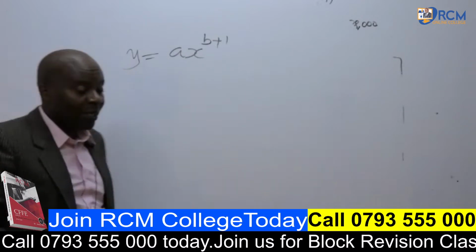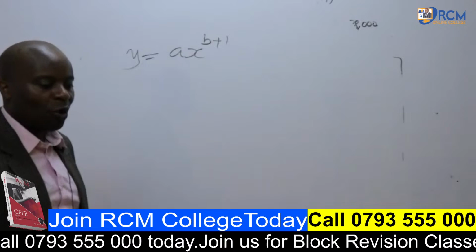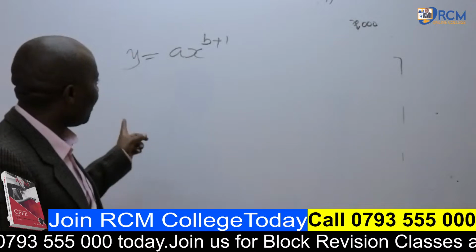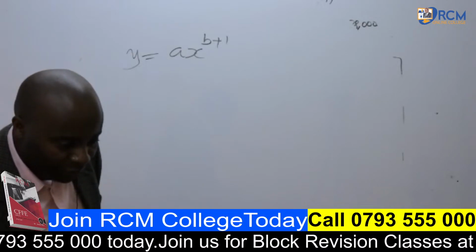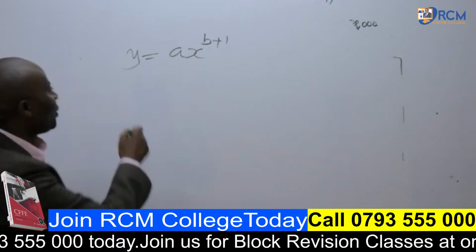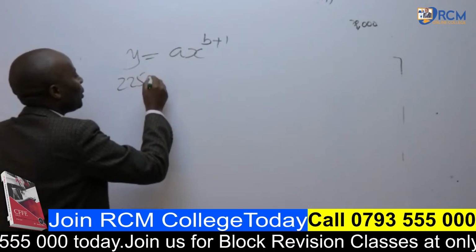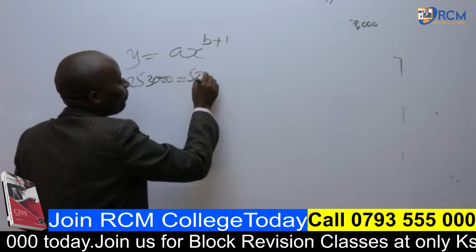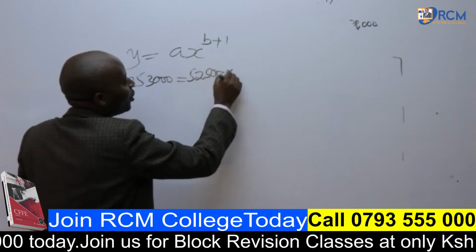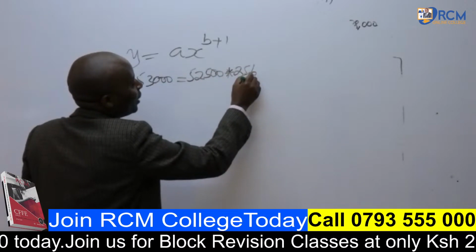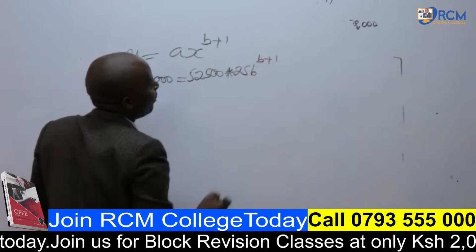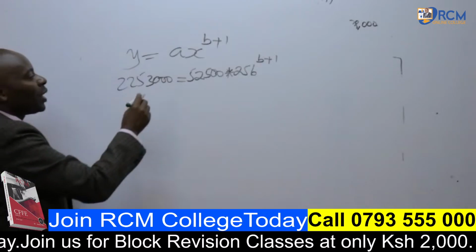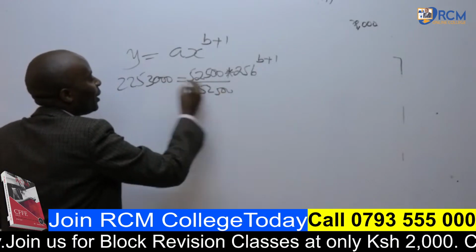Who is able to remind Mwalimu here that value for y, and to answer this student who has asked this question? Somebody give me this value of y. It is 2,253,000, which equals A that we happen to be having as 52,500. X, we have our X here is 256, which is raised to power b plus 1. Yes, that student is right.